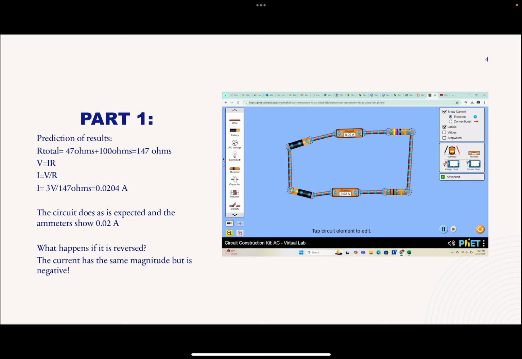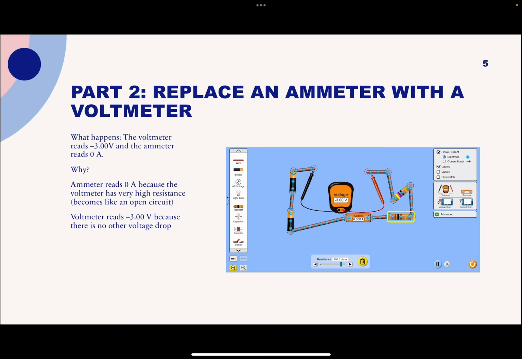I equals 3 volts divided by 147 ohms, which is 0.02 amps. And the circuit does as is expected, and the ammeter shows 0.02 amps. And what happens if it's reversed? The current has the same magnitude but is negative.